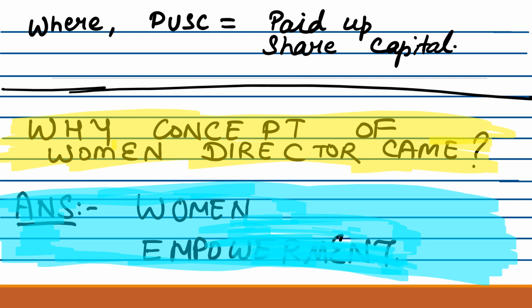And in case there is a listed company and it falls within the top 1000, then we will follow the SEBI LODR regulations as well in compliance with the Companies Act 2013. So both the regulations will apply in those cases.